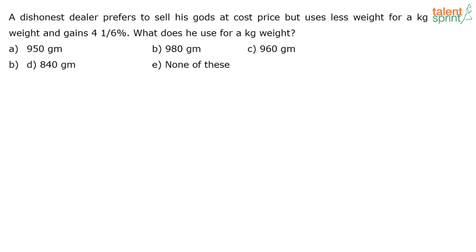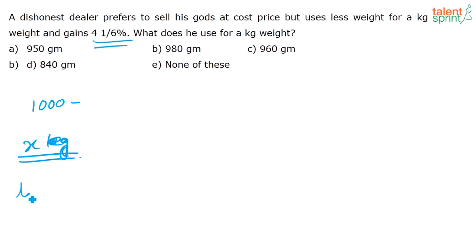If you are using the formula, the true value, see, actually how much should he sell? He is saying that he is selling 1000 grams, correct? But he is only selling a lesser amount. So let me assume that the amount he is actually selling is x grams. This is the false weight, what he is actually selling, but he is claiming to sell 1000 grams. When he is doing this, he is gaining 4 1/6%.